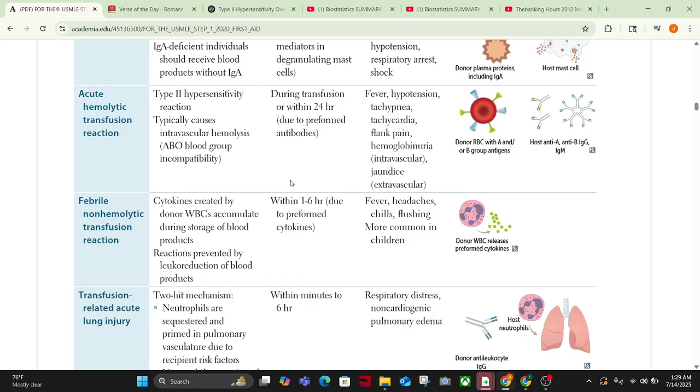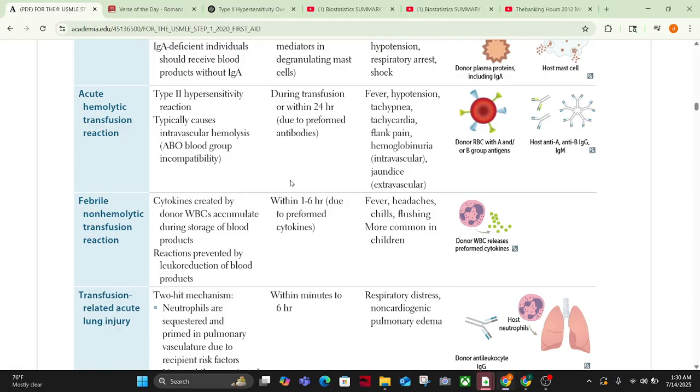ABO blood group incompatibility can cause intravascular hemolysis. ABO blood group incompatibility is due to wrong blood being given during a transfusion. And the symptoms of acute hemolytic transfusion reaction are fever, hypotension, tachypnea, tachycardia, and flank pain, hemoglobinuria, and jaundice.